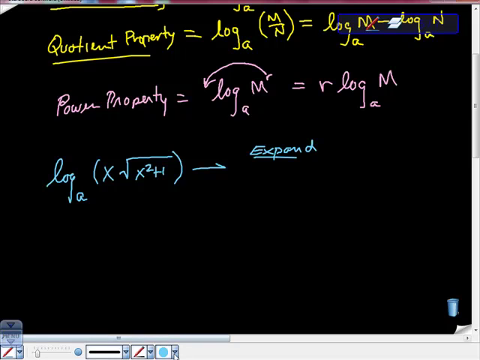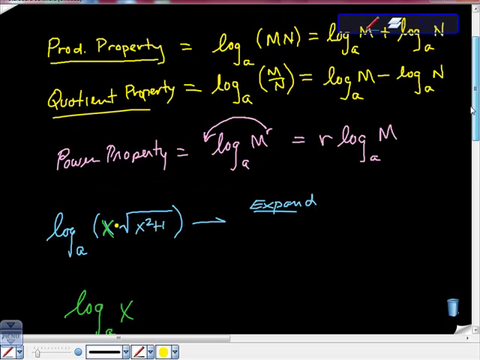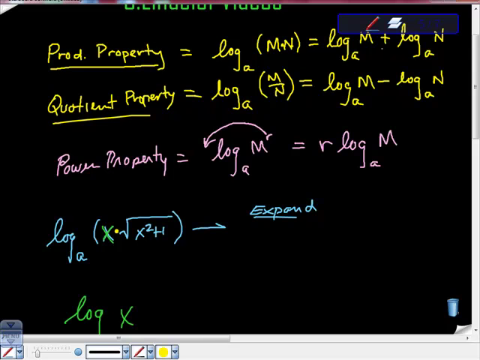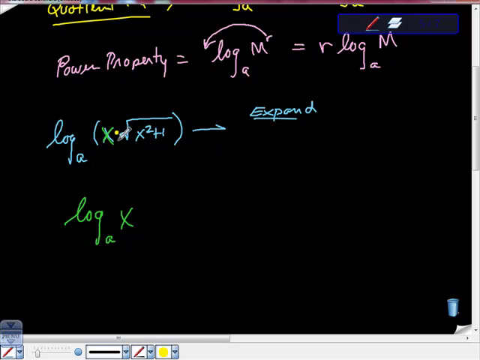We get log base A of x. This thing is being multiplied, isn't it? It's being multiplied, so that gives us this first rule up here. The multiplication sign tells me I'm going to get a plus sign here. Then I'm going to take my log base A again, and now we have the square root of x squared plus 1.